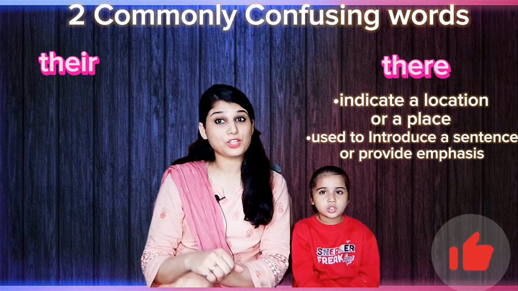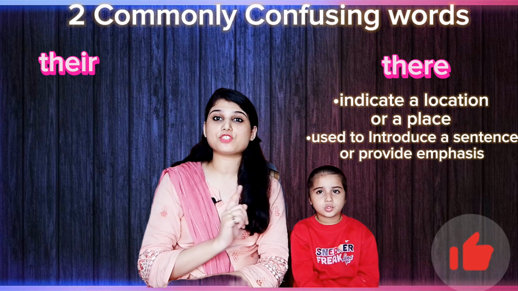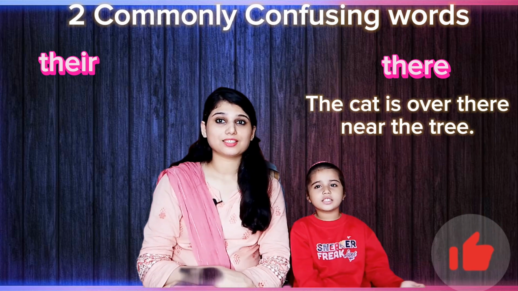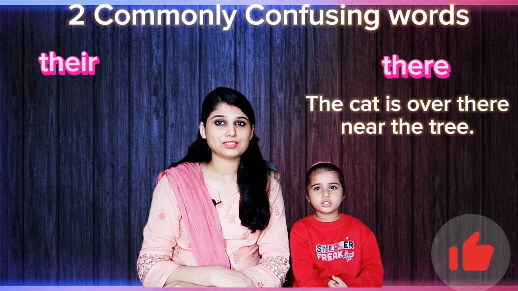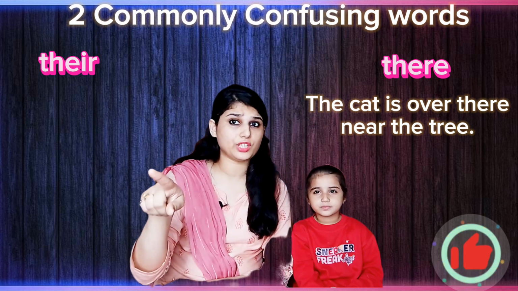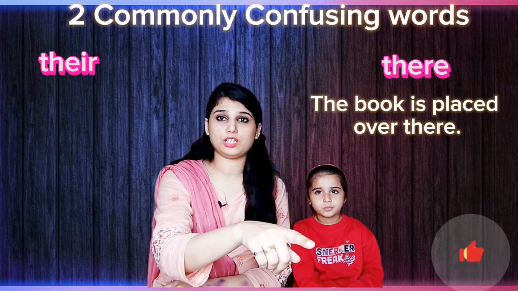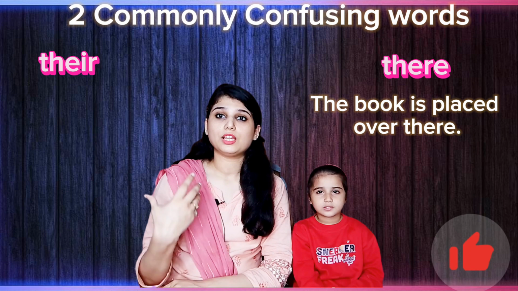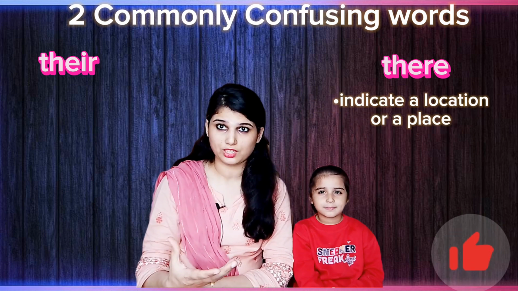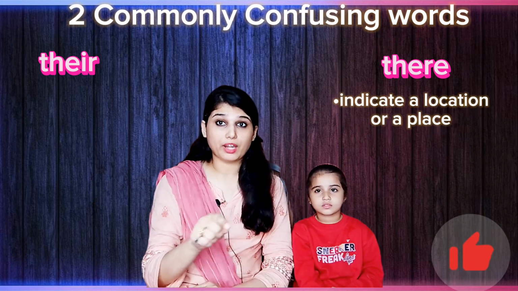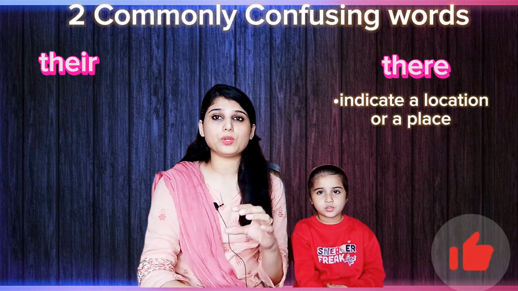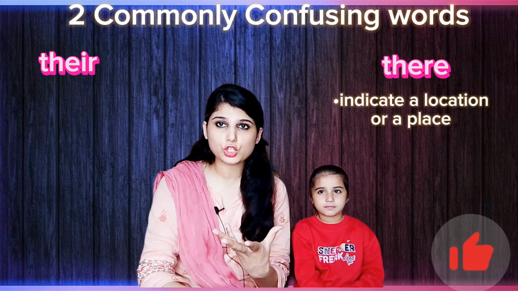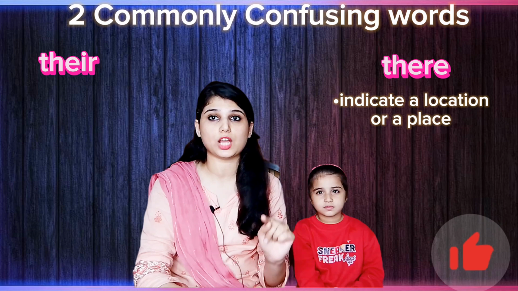Example 1. Now Ishal is going to give you the example of T-H-E-R-E, there. The cat is over there near the tree. Yes, the cat is over there. The book is placed over there. So it is always used to tell us the location. That one book is over there. The red one book is over there. So when we tell about the location of something, we have to use T-H-E-R-E.